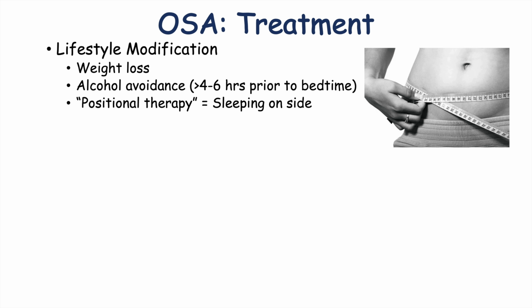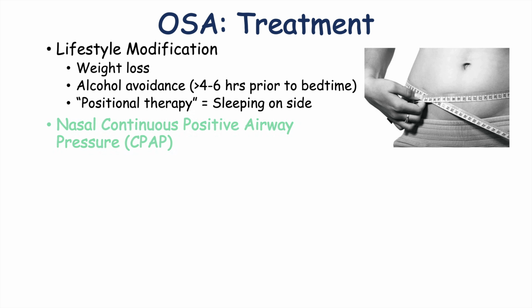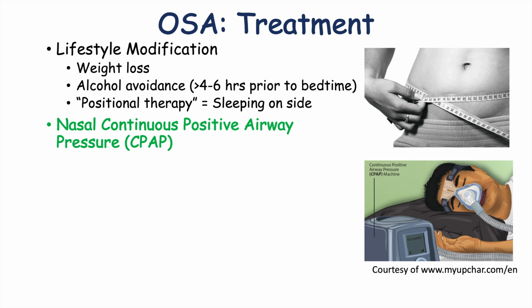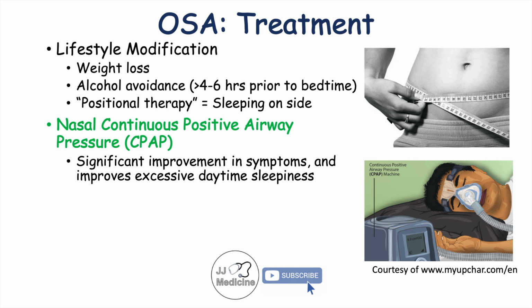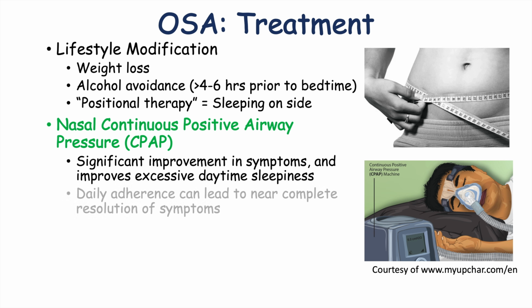But what's going to be very key with treating obstructive sleep apnea is nasal continuous positive airway pressure, or nasal CPAP. So nasal CPAP is going to be this machine here. So it's that machine that's hooked on at night that provides the patient airflow and helps prevent airway collapse to prevent hypopneas and apneas from occurring. Nasal CPAP is going to lead to significant improvement in symptoms and will often lead to significant improvement in excessive daytime sleepiness. But it's important to have daily adherence, as daily adherence is often going to lead to complete or near complete resolution of symptoms.